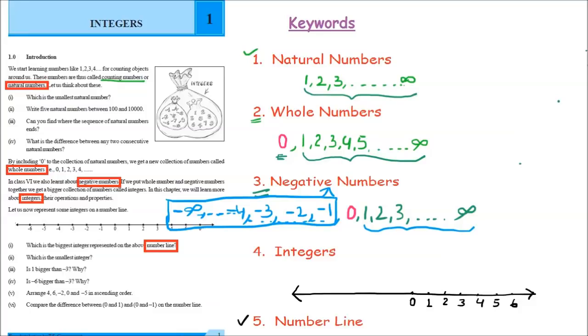And to the left of 0 we have negative numbers. So here minus 1, minus 2, minus 3, minus 4, minus 5, minus 6. So this line is nothing but a number line. This is called a number line.